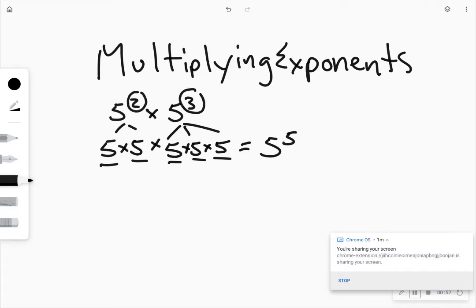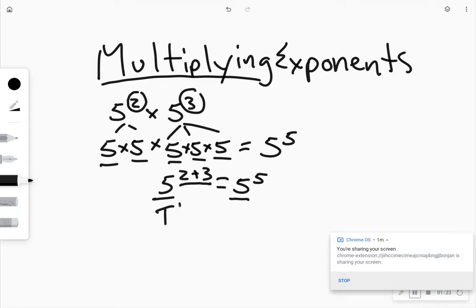You're absolutely right. If I take 5 to the 2 plus 3, I get 5 to the fifth. So when we are multiplying exponents, you keep the base and add the exponents. Now, there's one thing that has to stand. In order to do this, the bases, which are the numbers that the exponents are applied to, have to be the same.